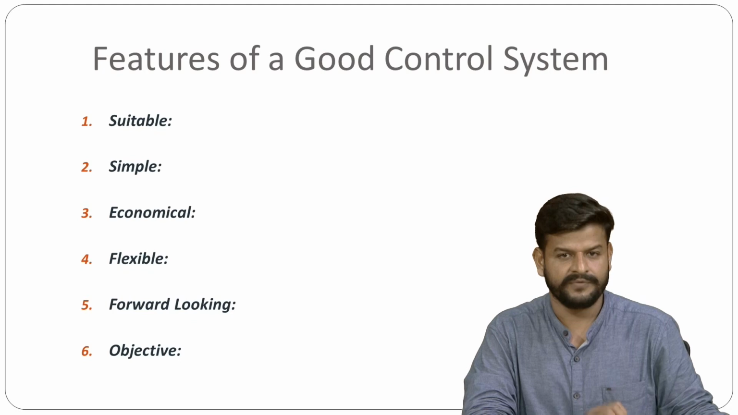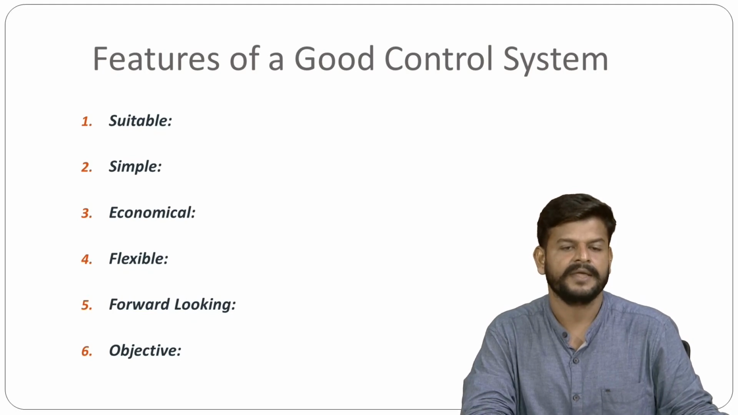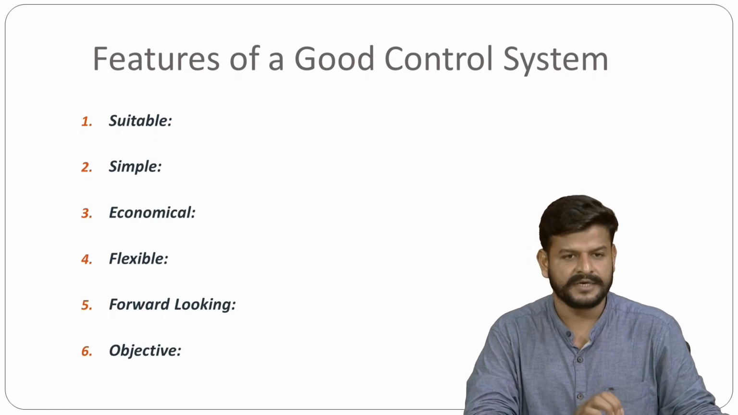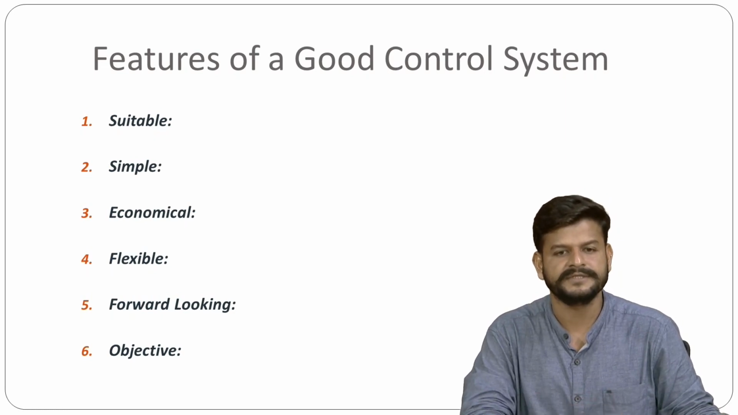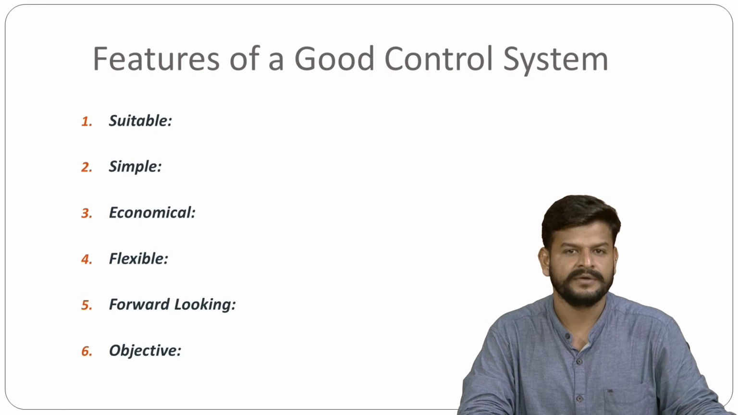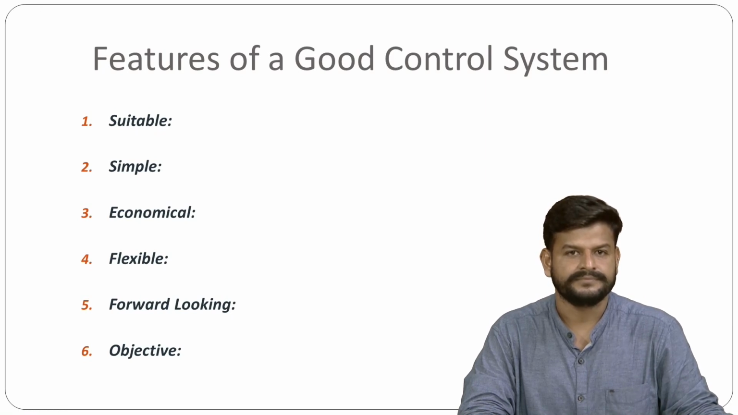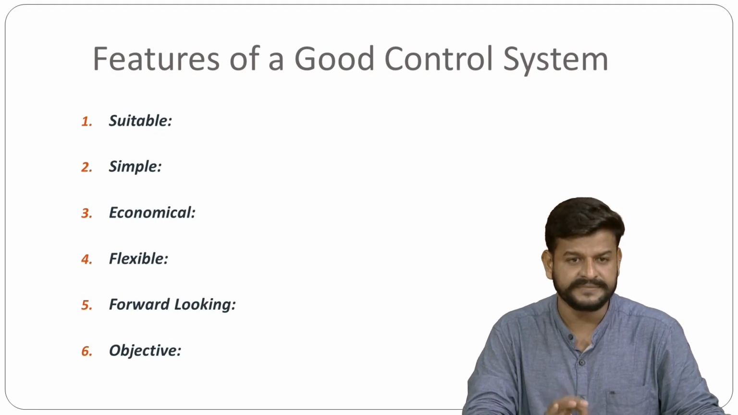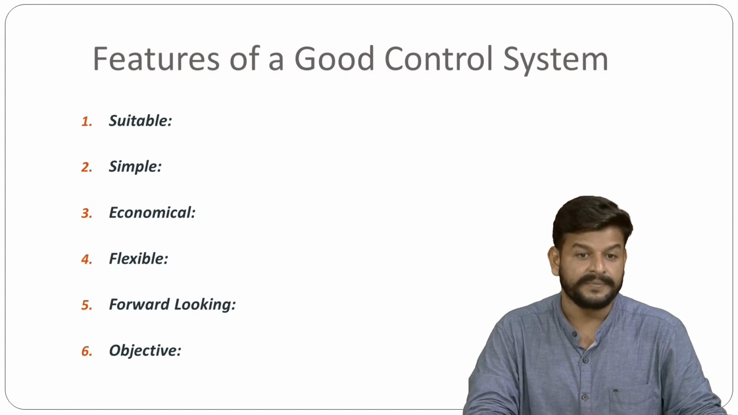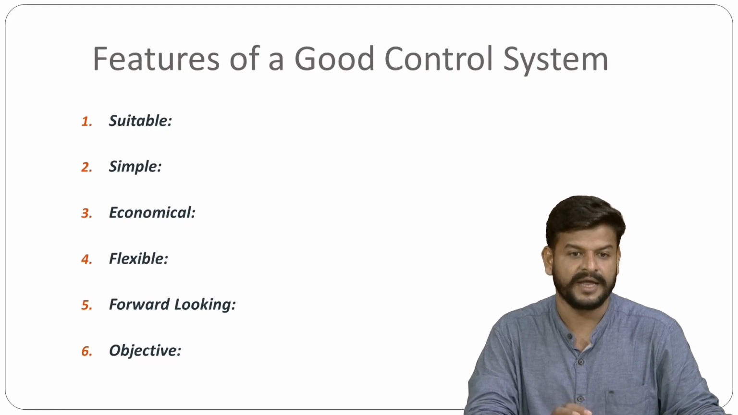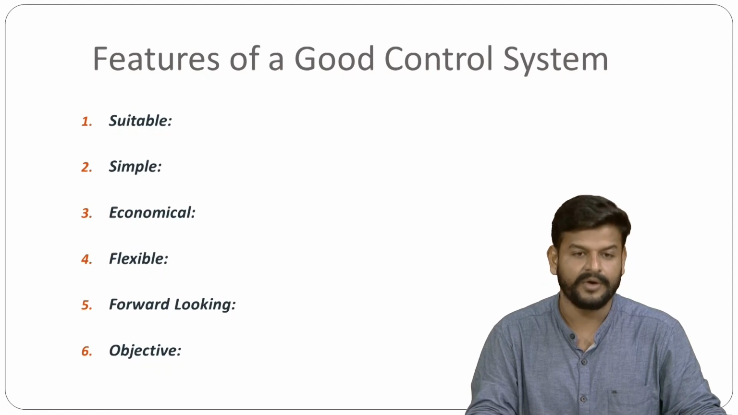So, these are the features of a good control system: suitable, simple, economical, flexible, forward looking and objective. These are the main core features of a good control system. It must be suitable with the process, that is how it works. It must be simple, as simple as we can put. It must be economical, meaning it must cover the organizational real structure at large, flexible, forward looking and objective.